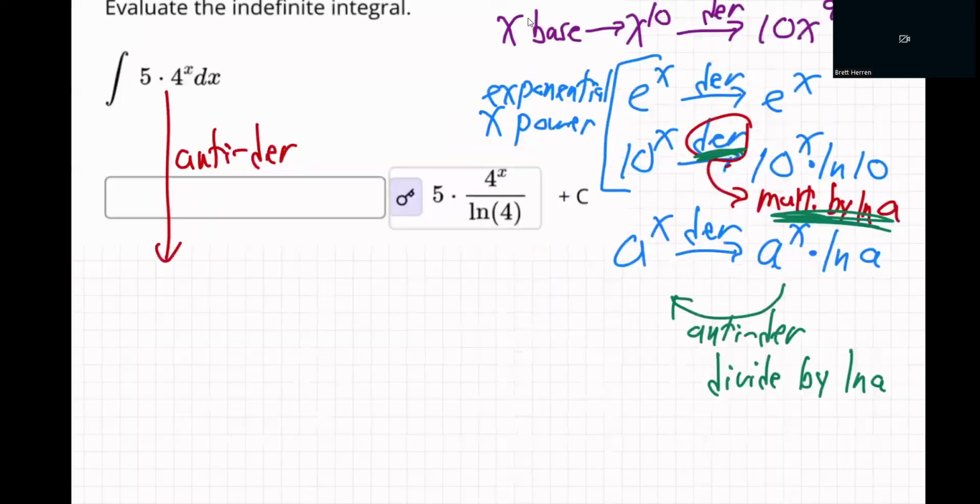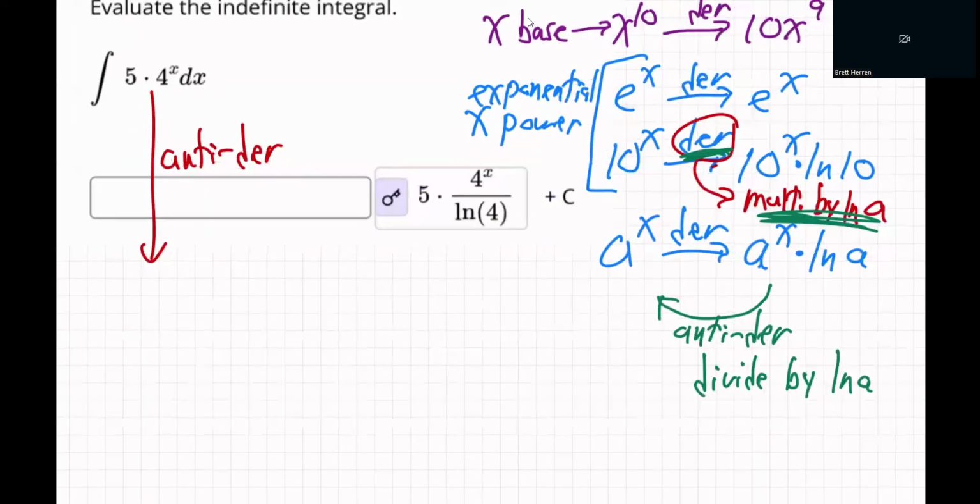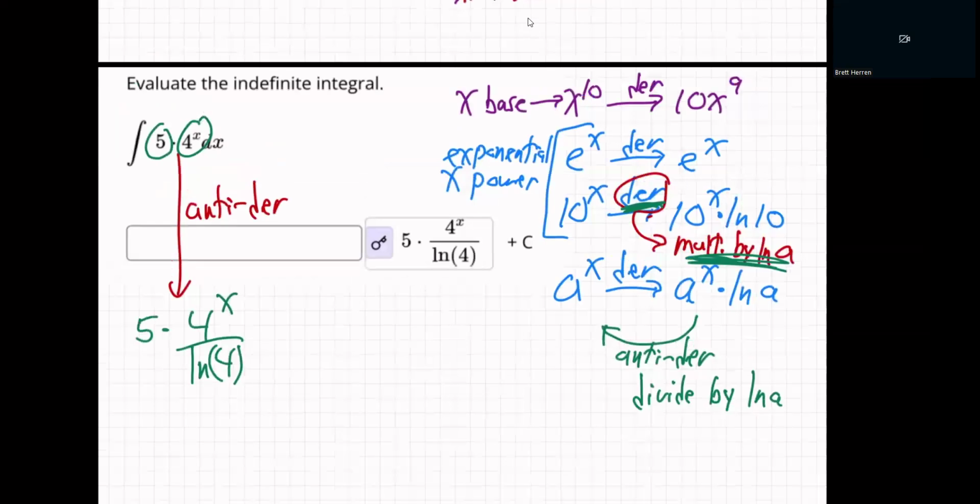So here we go. Come back in here. Now, what about that 5 sitting in the front? Who cares, right? Numbers in the front multiply and just sit there. But the 4 to the x, what's that going to be? It's going to do nothing, but then we're going to divide by ln of 4. That's the antiderivative. And that's it. There's nothing more to do. And you can see that is the answer, plus the constant, of course. And so there we go.